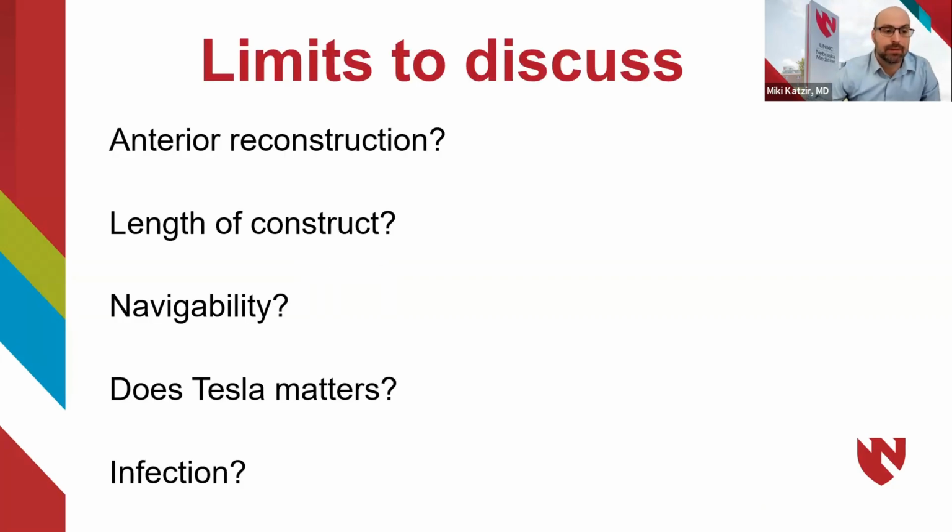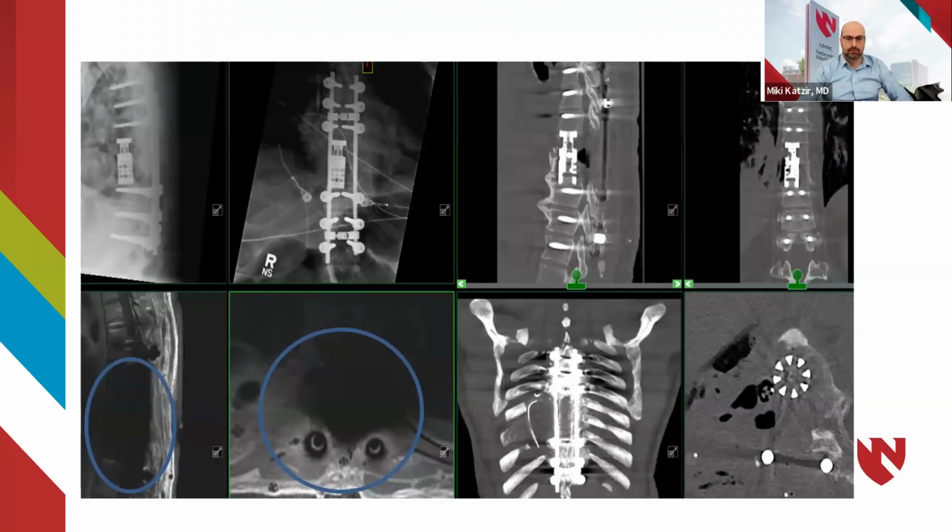Perfect. So what are the limits that we might have? Do we have a great option for anterior reconstruction? Do we have any limit with the length of construct that we can do with carbon fiber instrumentation? Can we navigate these instruments or screws? Does the Tesla matter when we check our construct? And how do we manage infection with carbon fiber? Is it different than titanium? Is it different in degenerative and trauma compared to cancer? So yes, let's take a look at things.